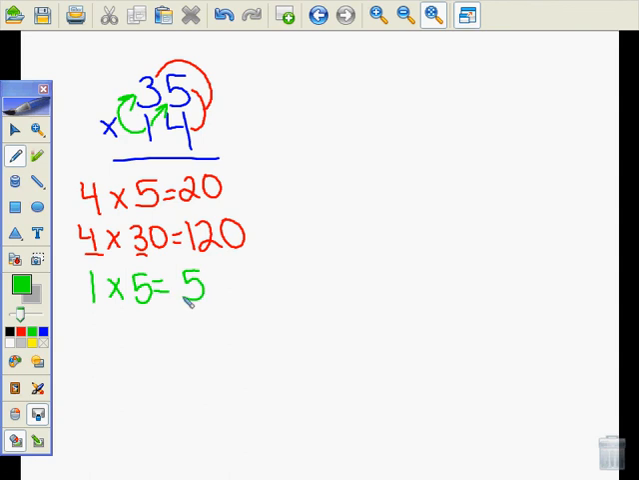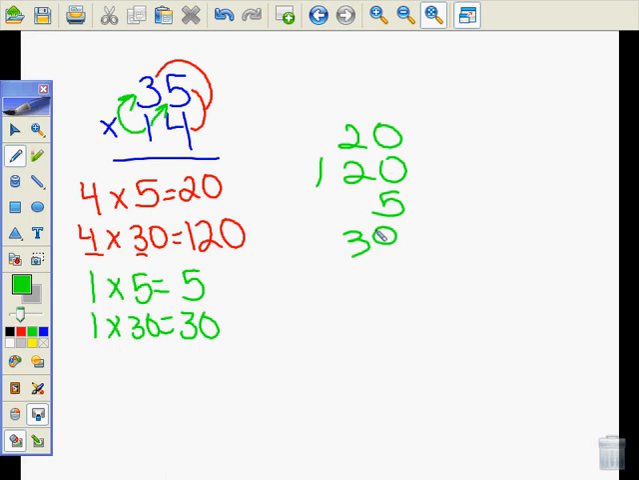I know 1 times 5 is 5. 1 times 30 equals 30. So I'm going to come over here and add these up. We've got 20, 120, 5, and 30. That's going to give me 5. My 10s, 2 and 2 is 4, plus 3 is 7, and 1. So 35 times 14 equals 175. And that's how you do multiplication with partial products and fact extensions when it's not in a base of 10.